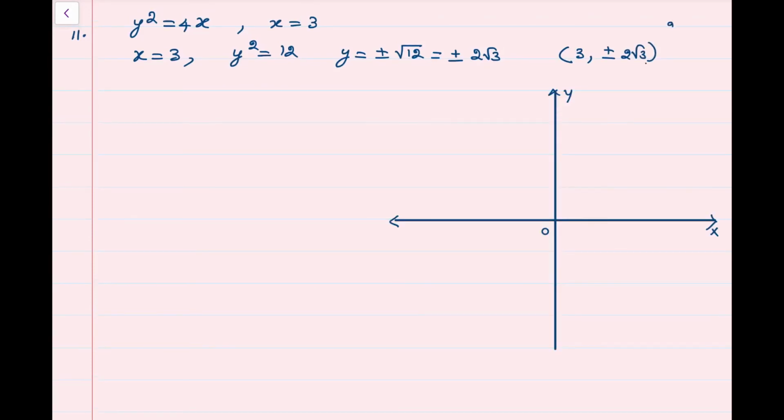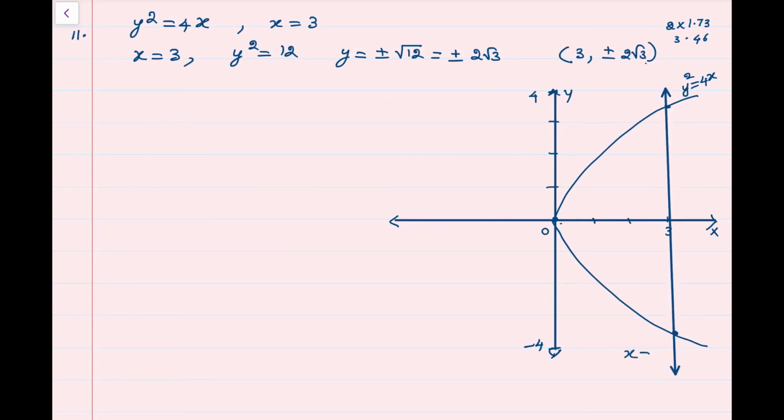2 root 3 is 2 times 1.73 approximately, 3.46, 3.5 approximately we will take. Just a rough sketch will do. 3, 2 root 3 is here and 3, minus 2 root 3. And it passes through the origin and the parabola is a right side parabola. Let us complete the parabola. y square is equal to 4x. Write the equation in the figure. And now we will draw x is equal to 3 line. And we have to find the area bounded by these two curves.